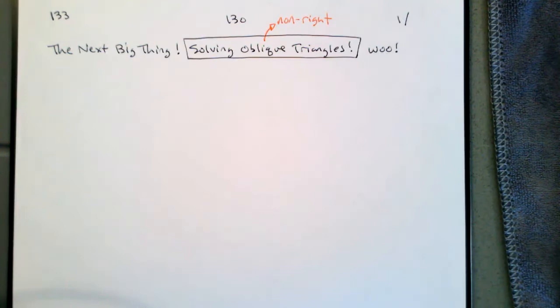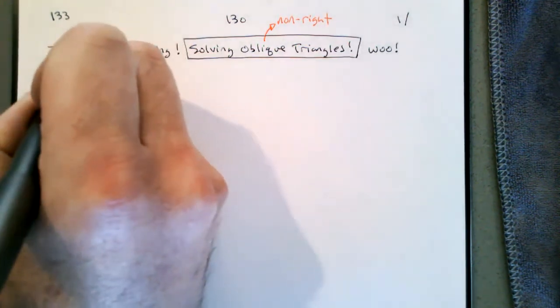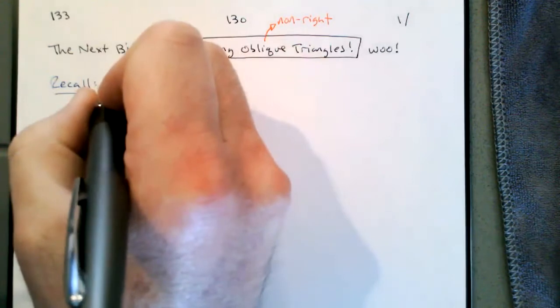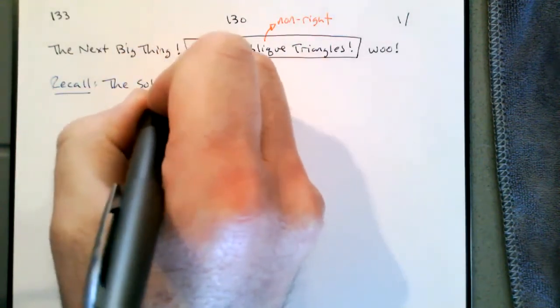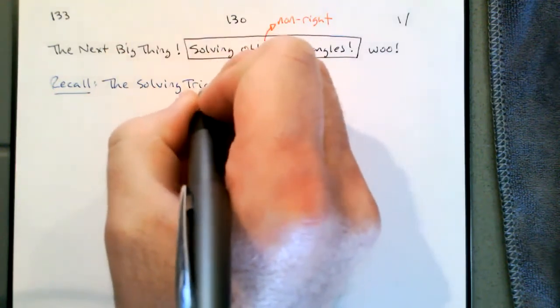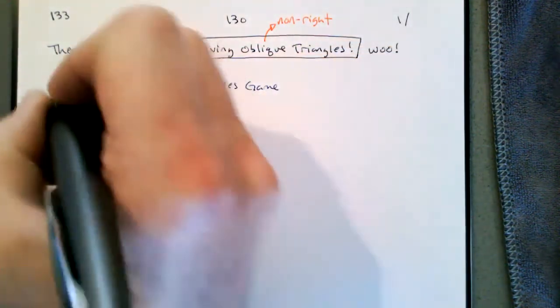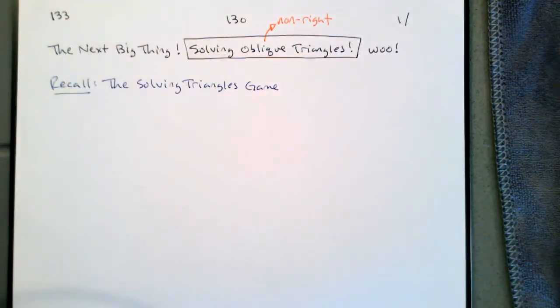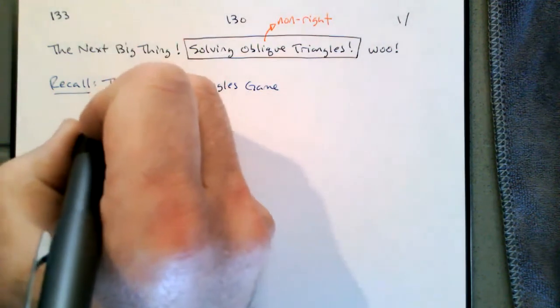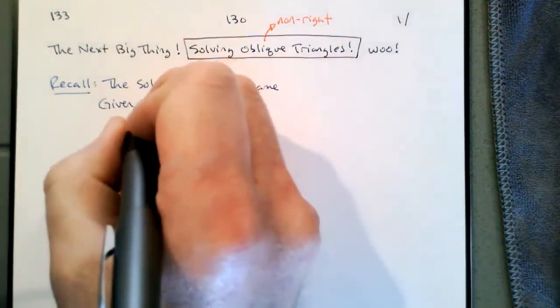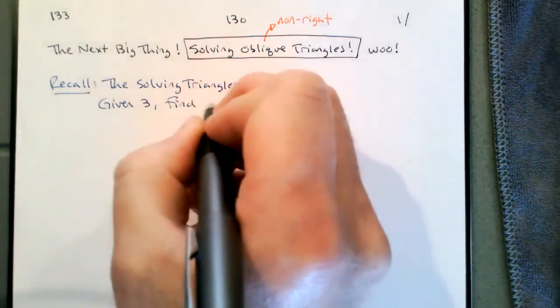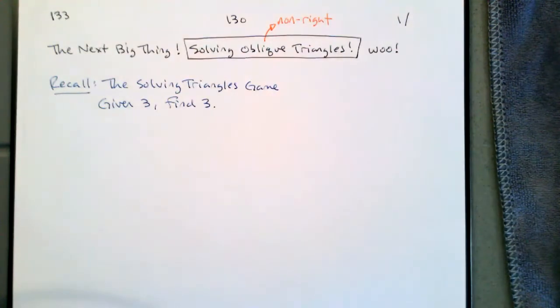So we're really just expanding stuff that we already know. So let's remind ourselves of what we already know. So recall the solving triangles game. In the solving triangles game, you're given 3 pieces of information about a triangle and then asked to find the other 3. Given 3, find 3. That's the solving triangles game. Given 3, find 3. In the right triangles game, one of the given pieces of information is a 90-degree angle.